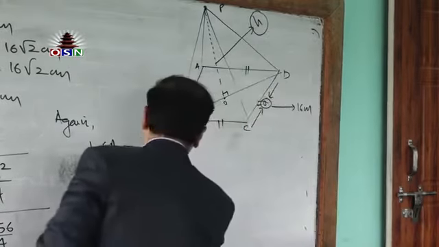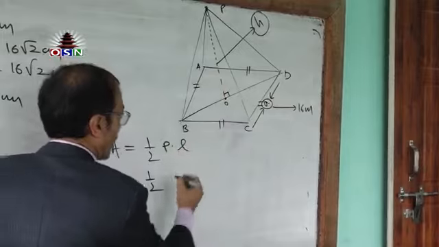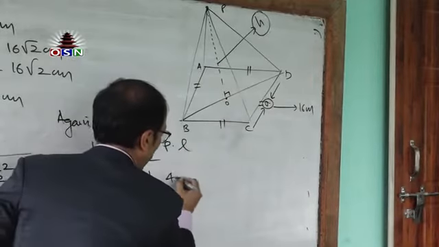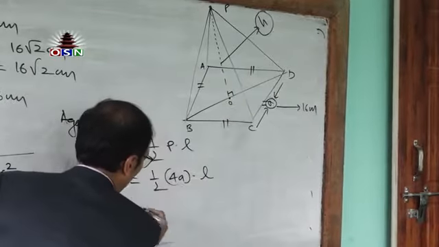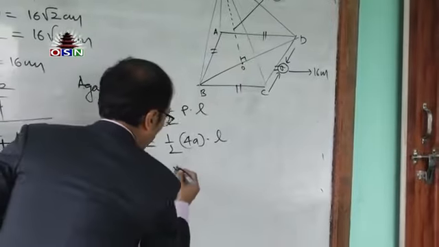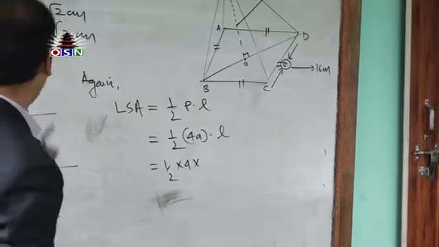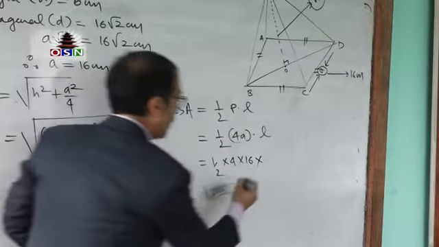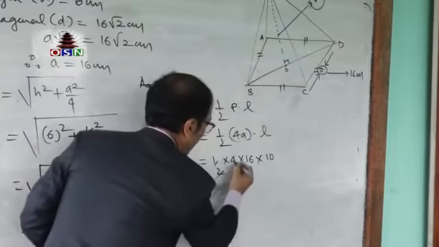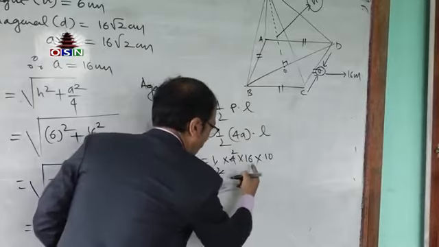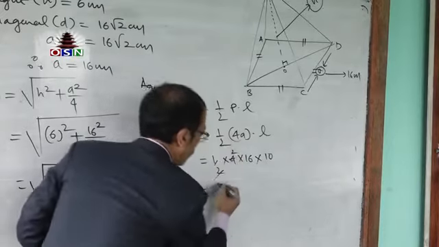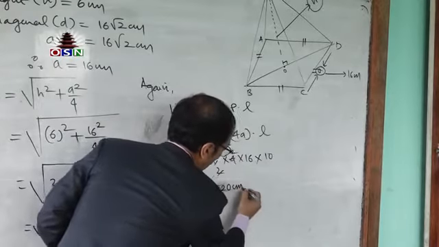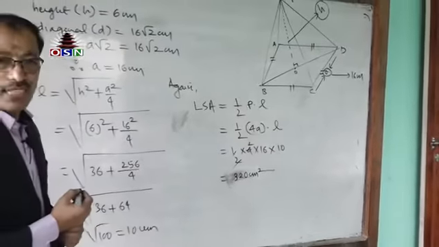Well, half P represents the perimeter of the base. How many sides are there? 4 sides. So you write here 4A into L. Well, half into 4 into A. A represents 6. Sorry, 6 into slanting length. We have already found here 10. Then 2 into 16, 32 into 10, 320 centimeter square. We have got the lateral surface area.